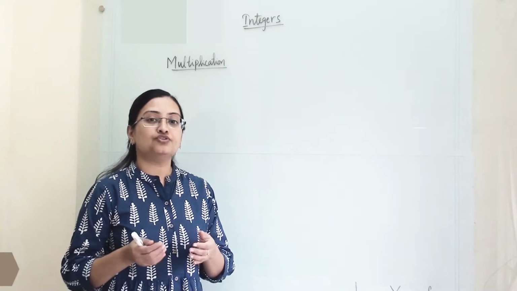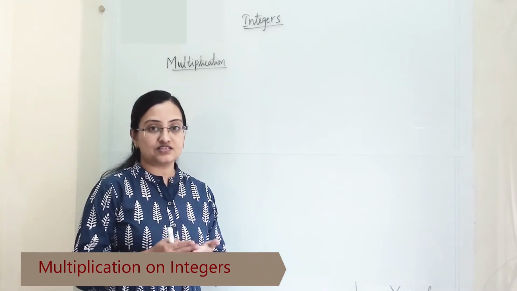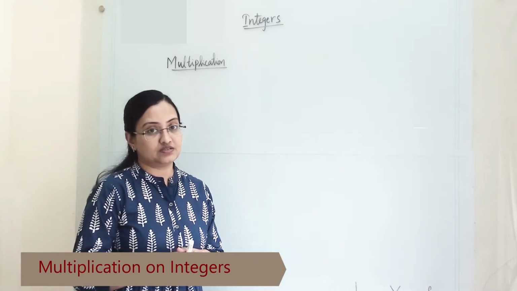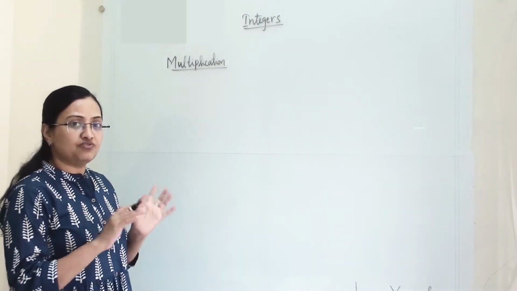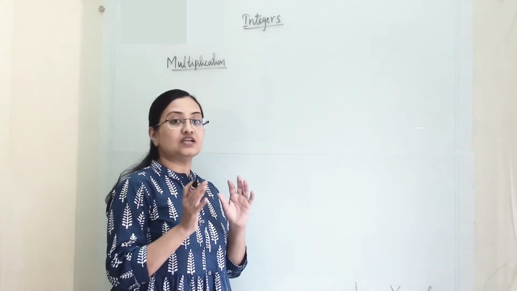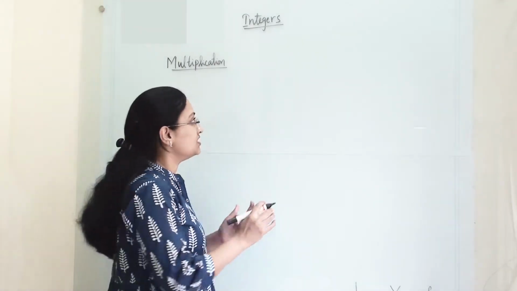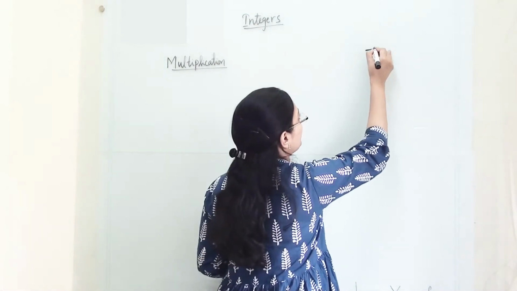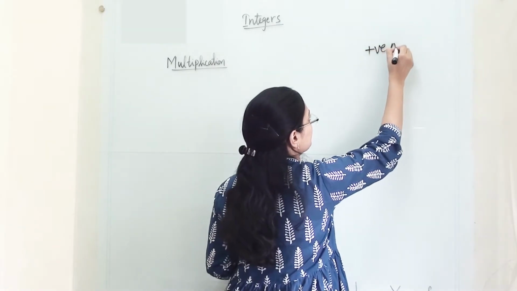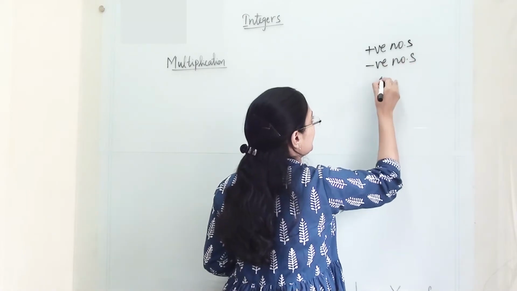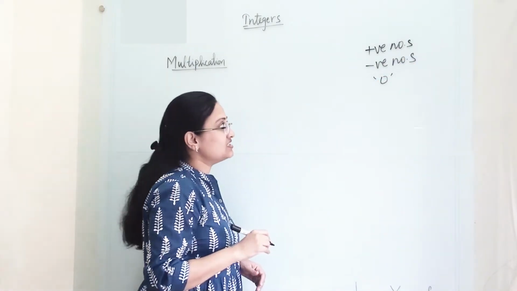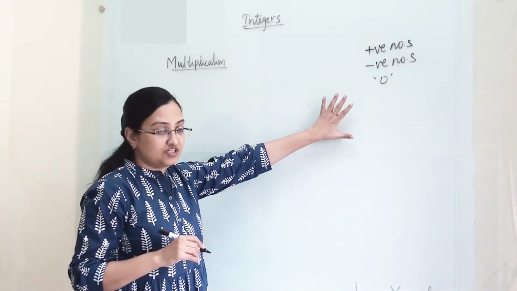In my previous video we have studied addition and subtraction and its properties. Here we are going to study multiplication. Multiplication is very easy when it's under integers. Integers means all the positive numbers, all negative numbers and our zero. All these three consist of integers.